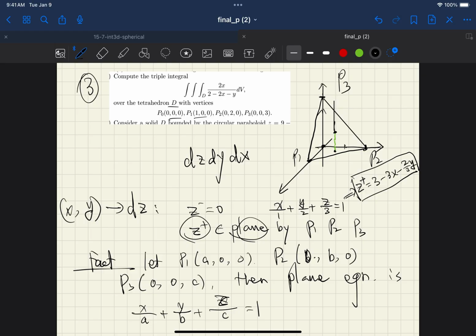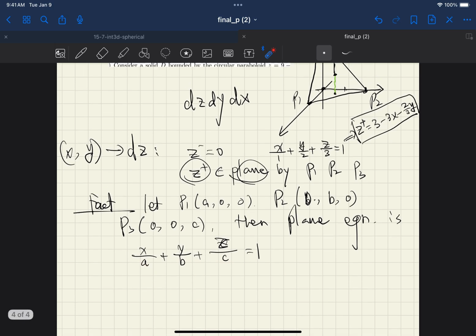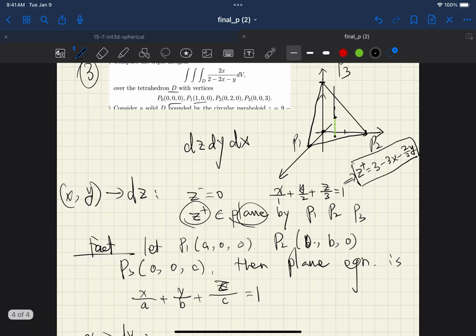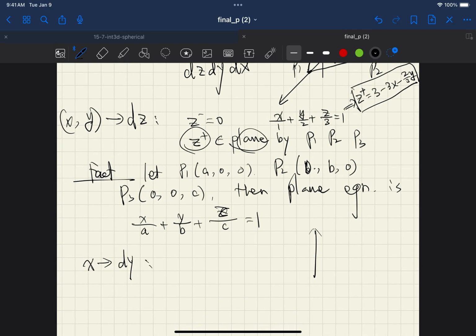Okay, so whenever you have a plane going through a point on the x-axis, a point on the y-axis, and a point on the z-axis, then just use this formula. And for y, when you fix x for the next layer, looking at dy, you just take the shortcut, I mean the cross section of the xy plane, which is x, y, and like this. So this is 1, this is 2.